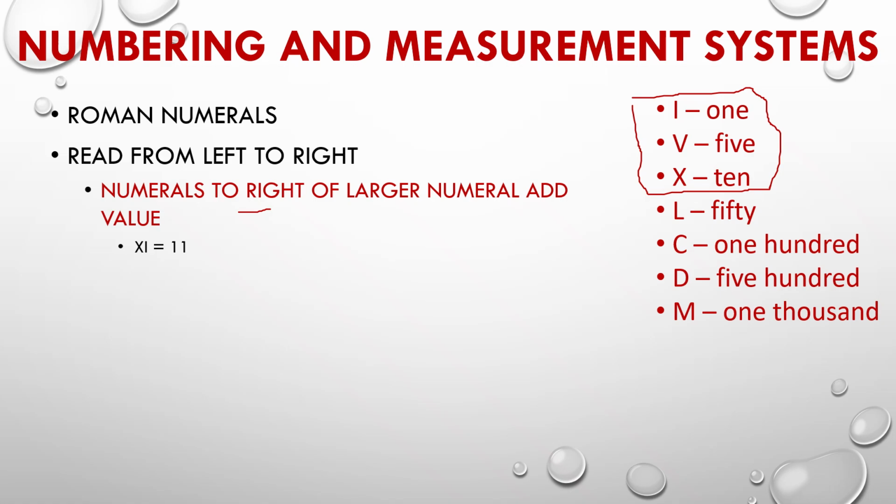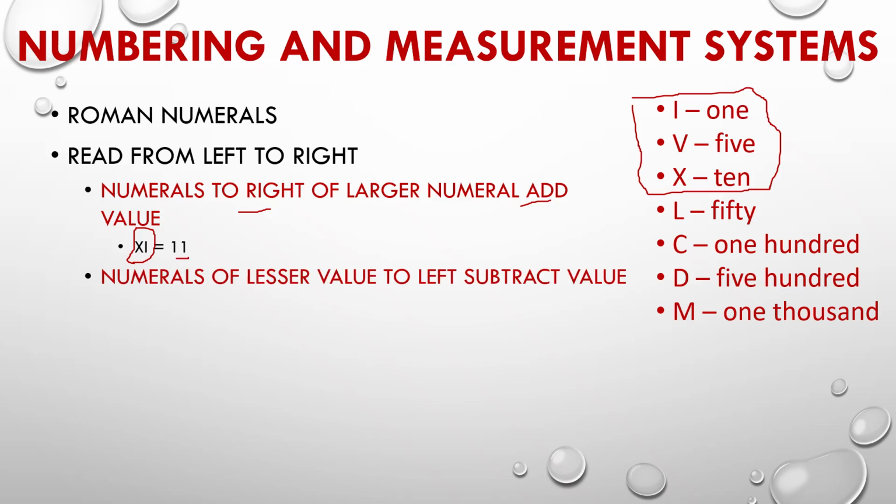So again, Roman numerals, we're using letters to represent numbers. I is 1, V is 5, X is 10. So if we see XI listed here, how do we know what that number is? We just read the rule. The number to the right of the larger number, so 10, X is our larger number, so this I is to the right of it. So we are going to add 1 to 10, gives us 11.